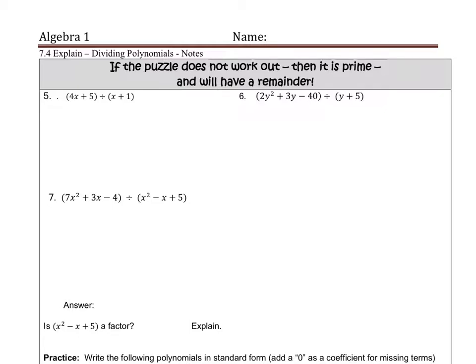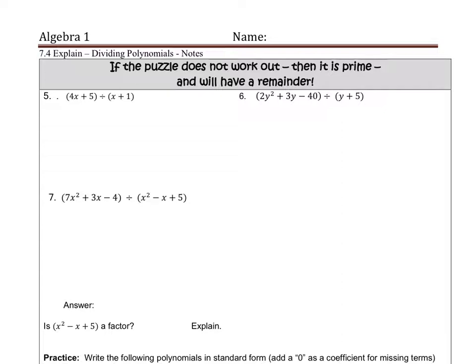Okay, welcome back to part 2 of the video. In part 1 of the video, we were working with divisors that divided evenly into our trinomials, so it ended up being factors, and we didn't have remainders. But now let's look at what happens when we do have remainders.